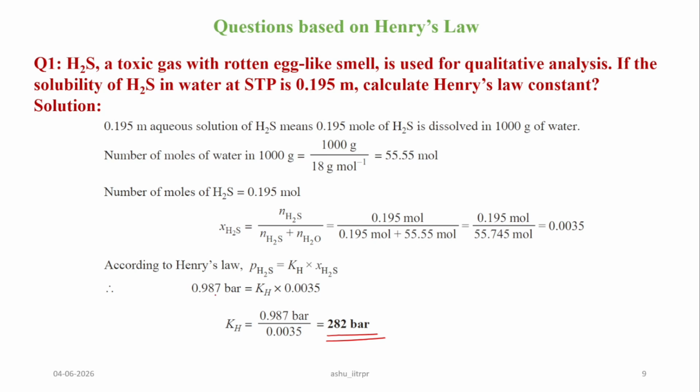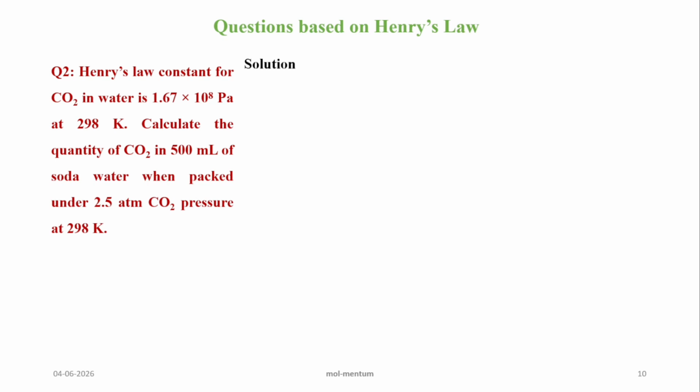If it is not mentioned, then you can take 1 atm also, so the calculation will be very easy. If you write 1 atm is equal to Kh into 0.0035, you can directly divide, and whatever answer you get will be in atm. Either you can report it in bar or atm. Again, this question is very important from Henry law. I think only these two questions are there in the text, so both of them are important.